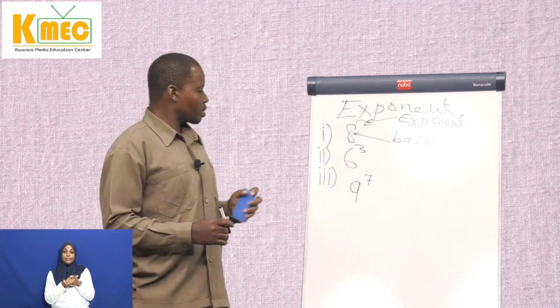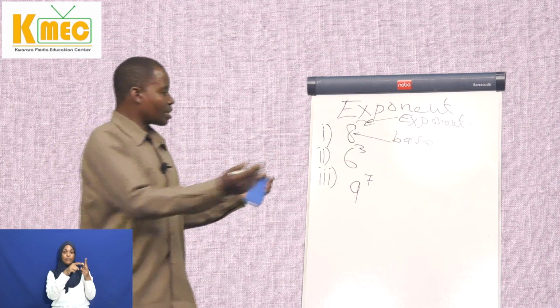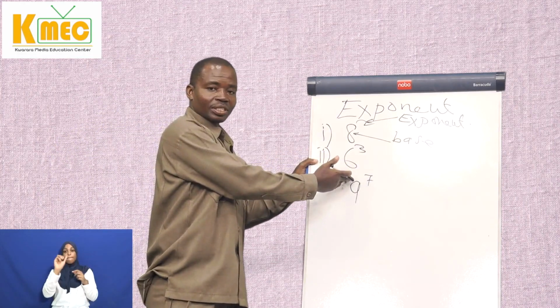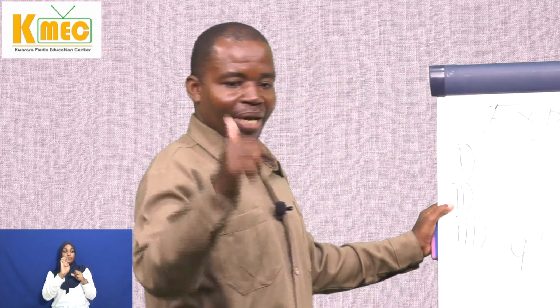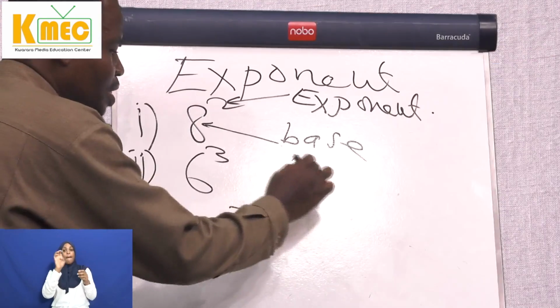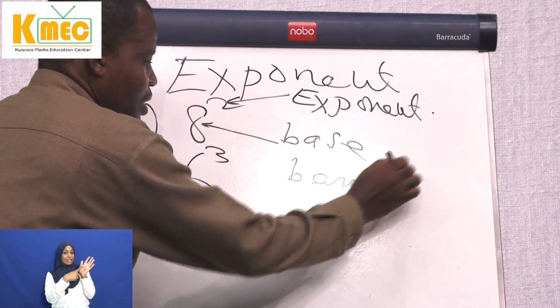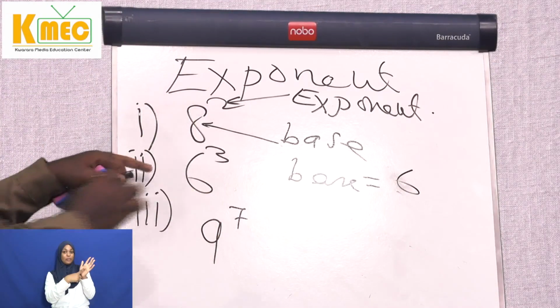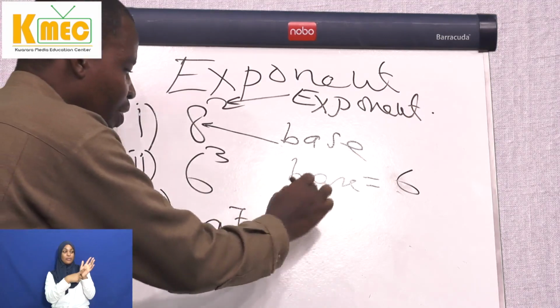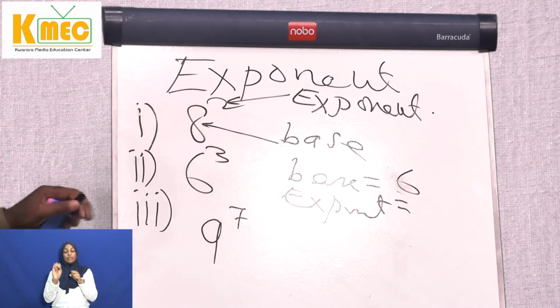For number 2, we can also have a base and exponent. So what is the base here in number 2? Well, the base is the number 6. So base is equal to 6 here. And for number 2, the exponent is equal to, very good, 3.